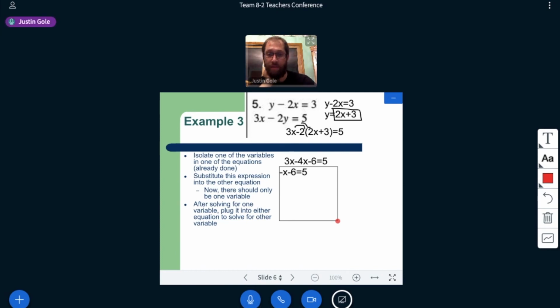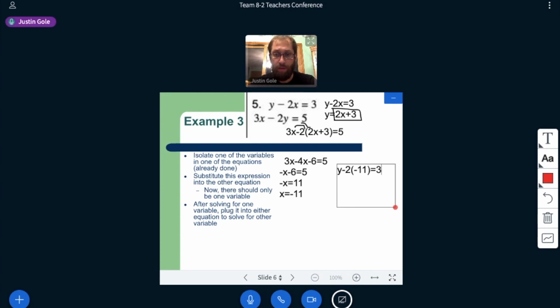Now we have negative x minus 6 equals 5. We're going to add 6. Negative x equals 11. X equals negative 11 is our answer. Now we plug this into either of these equations, it does not matter which one. We get y minus 2 times negative 11. I'm going to pick this one, equals 3.